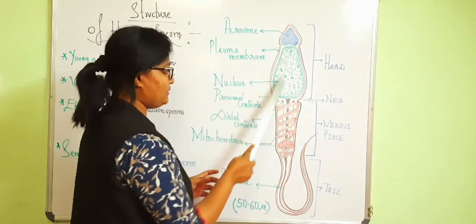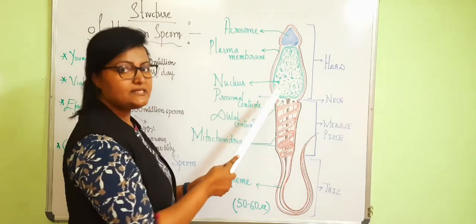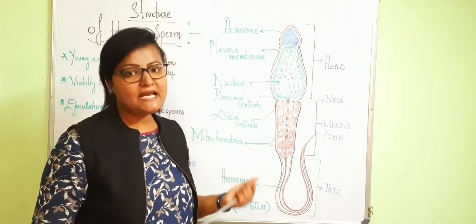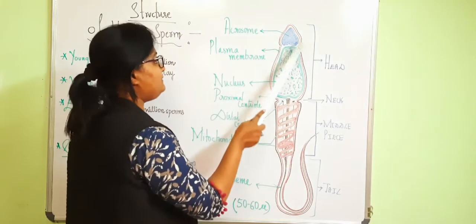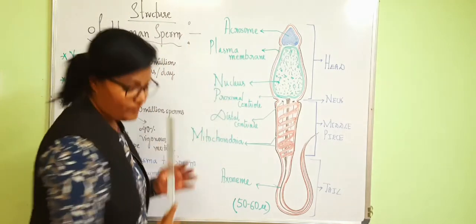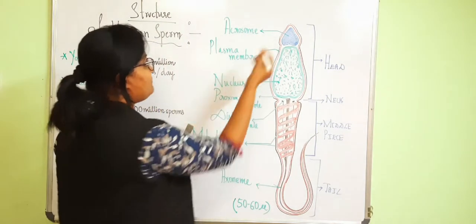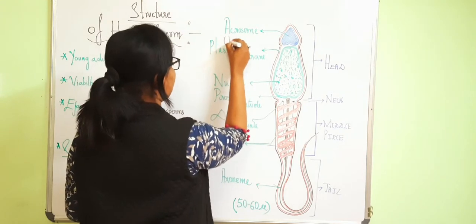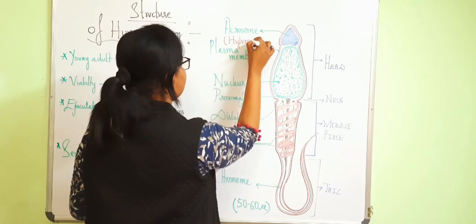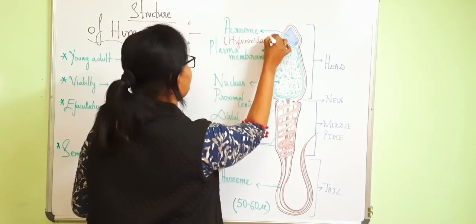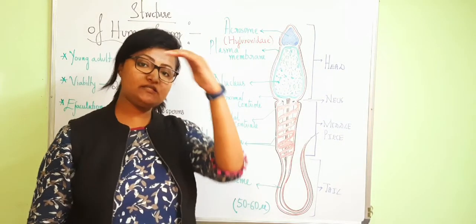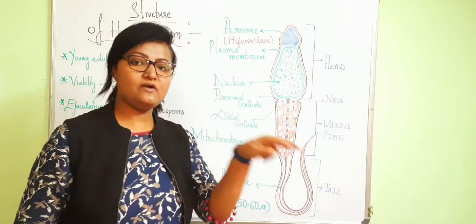In the head portion it consists of 2 structures. One is the nucleus, the big large nucleus containing the genetic material, because we know the nucleus contains DNA. And in the upper portion, the tip of the sperm, there is the acrosome. The acrosome is the structure which consists of special enzymes, like hyaluronidase. These are lytic enzymes which help to digest the wall of the ovum during fertilization.